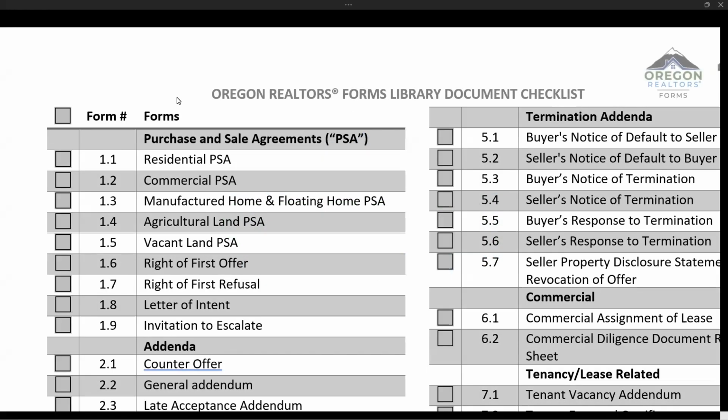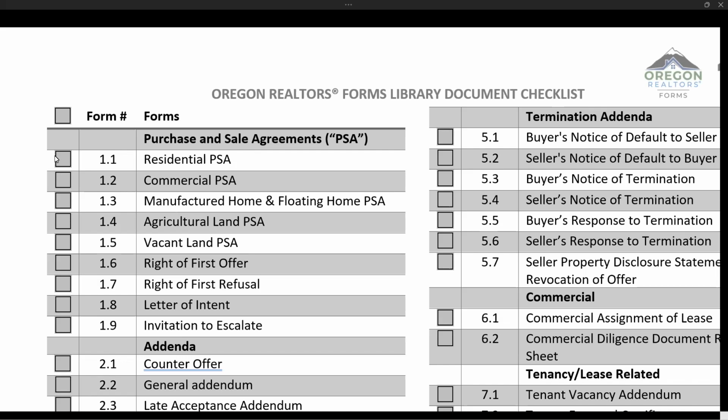In this video, we're going to talk about the Oregon Realtors Forms Library document checklist. This checklist is meant to indicate what forms we have in the library, to give you a general understanding of all the forms that are in the library and what they do. The idea of the document checklist, which is document 0 in the library, is that it can be used to indicate in a file or on the front page of a folder what all is involved in that file.